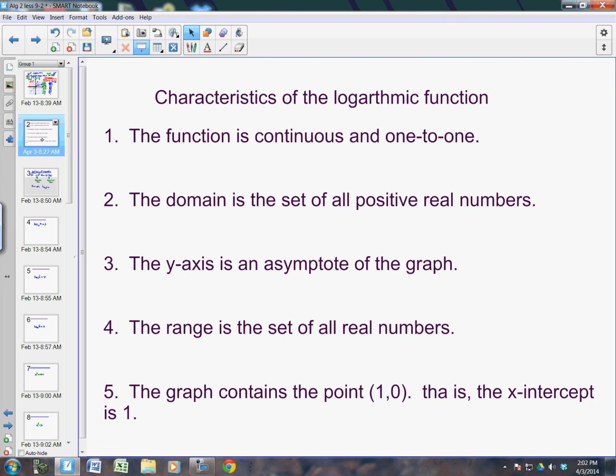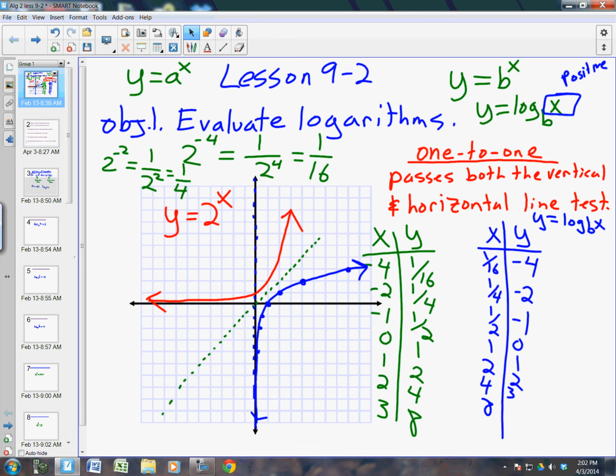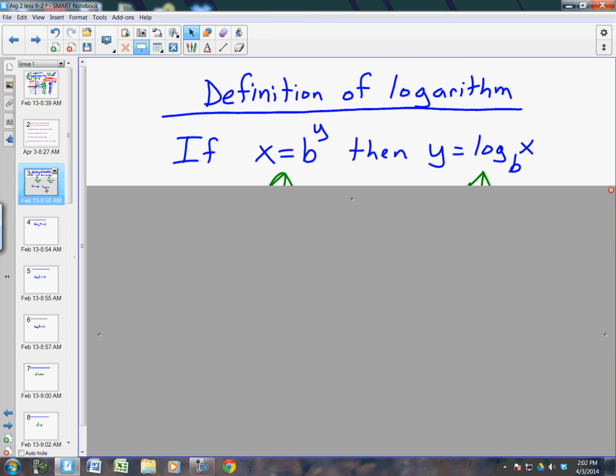Okay, and the graph contains the point 1, 0. That is, the x-intercept is 1. Unless you do a vertical or horizontal shift, we're just talking about the basic function. Just like the exponential goes through 0, 1, the logarithmic will go through 1, 0. Do we understand that? Okay. Now, that's enough of the graphs. We just had to get an overall look at that. We'll come back to graphing logarithmic functions in a later section.